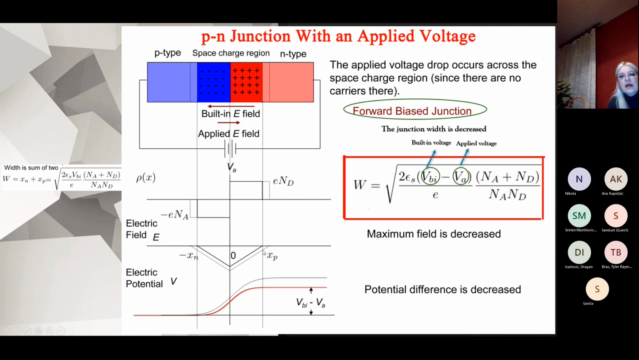So this lighter line is connected with the electric field without applied voltage, and this will be after applied voltage. And also the electrical potential will be increasing. The dotted line is just the built-in voltage, and now we're going to get, of course, the difference between the built-in voltage and the applied voltage.